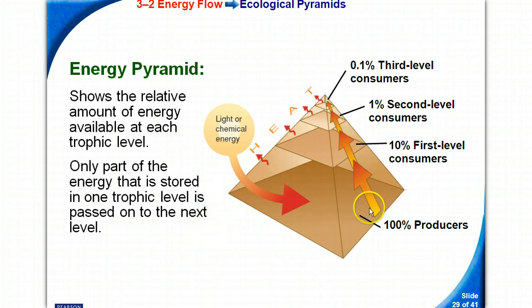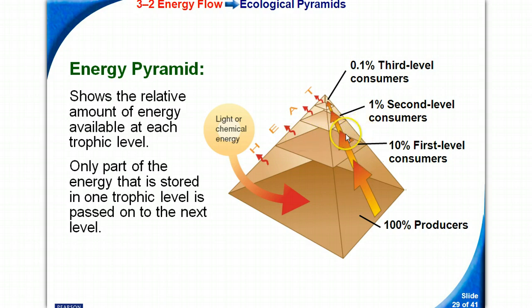Alright, so this is the bottom right here. See it? This bottom level is the producers. 100%. Alright, so this would be like grass. It would be a producer, so it would have to be grass or in a field. Alright, so now think about the wild animals we saw. Now, the first level, the ones who eat the grass, the herbivores, they're at this level.